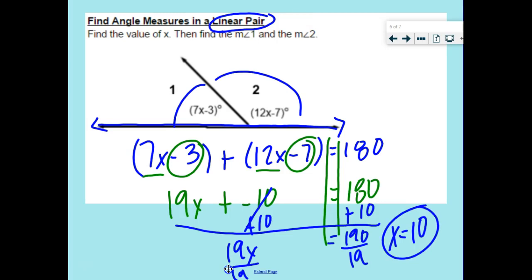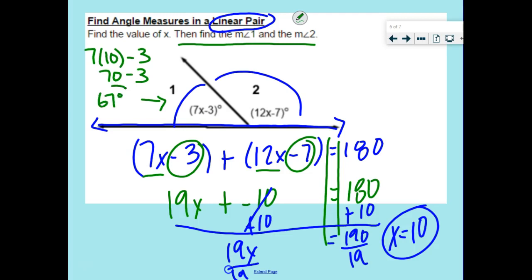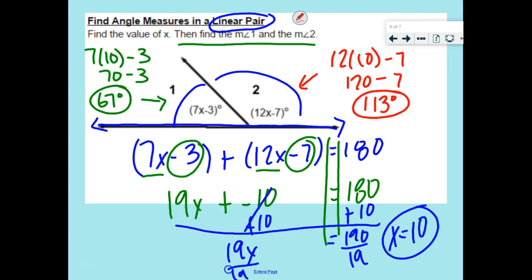Now that we know x, we can find the measure of angle 1 and the measure of angle 2. Measure of angle 1, plug 10 in for x, and we get 70 minus 3, which is equal to 67 degrees. For the measure of angle 2, we can plug 10 in for x. We get 120 minus 7, which would be 113 degrees.